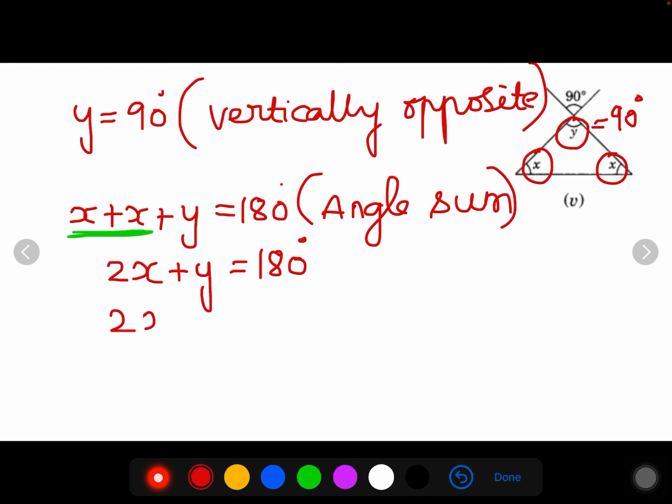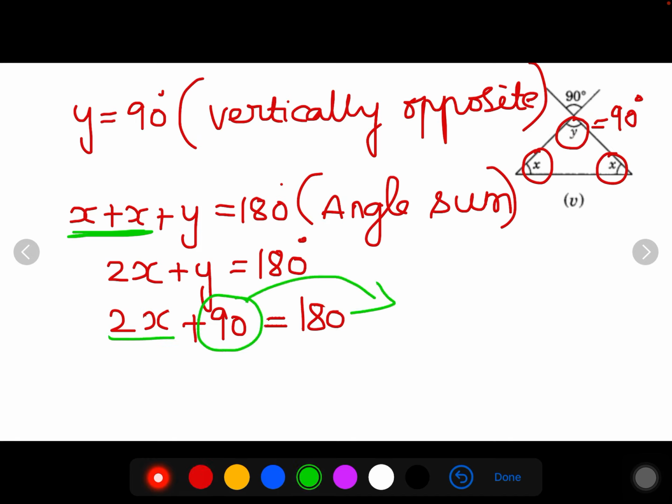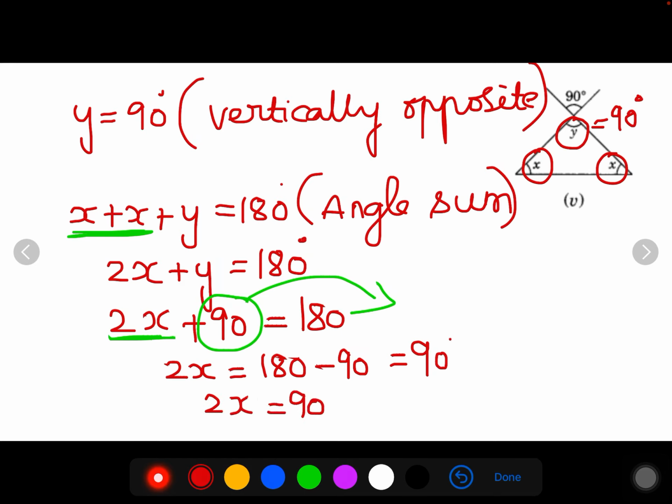Just now you got the value for y as 90 degrees. So just substitute that. Now bring this 90 to the other side. You need to find the value for x only here. So 2x is equal to 180 minus 90. 180 minus 90 is 90 degrees. So 2x is equal to 90 degrees.